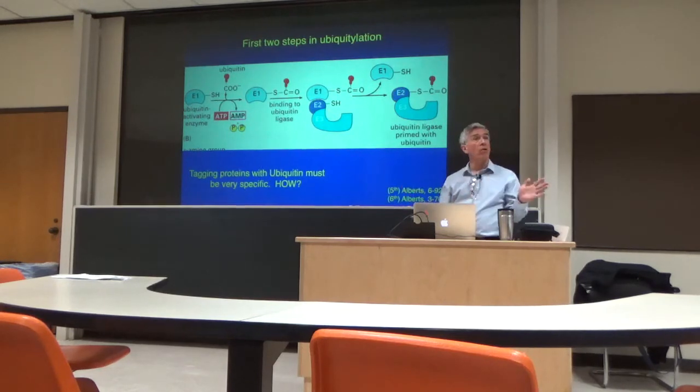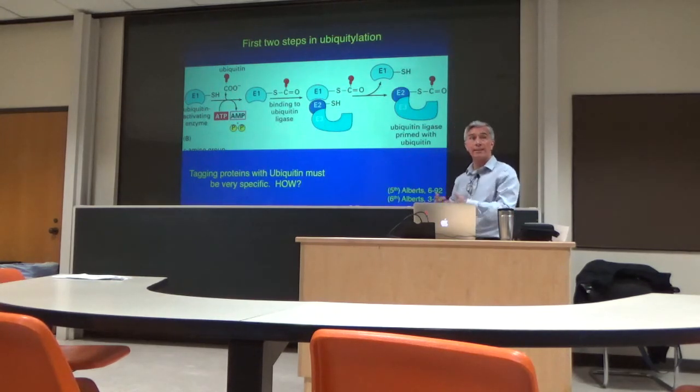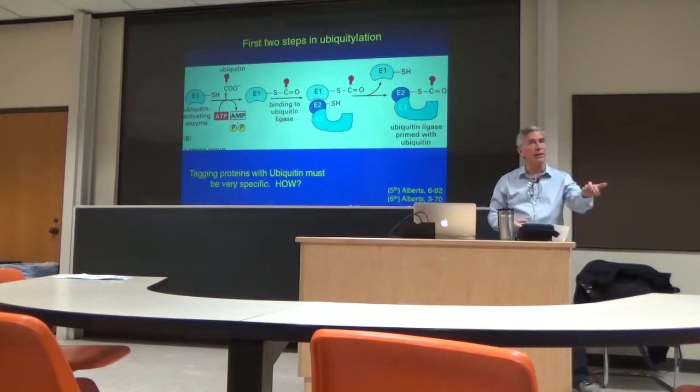E1's role is to just bind ubiquitin and activate it. Then it donates it to the next step, which is smartly called E2. Right? E2 is part of the ubiquitin ligase. So here's E1 binding to E2, which also has a sulfhydryl group from a cysteine. So E1 is going to transfer that ubiquitin to that E2 through the exact same bond, donating a little bit of that energy in that process.